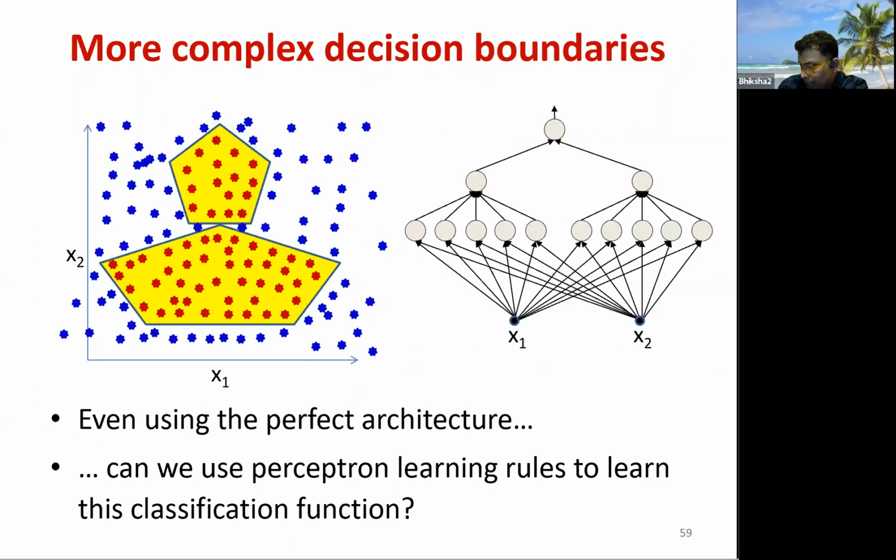So here's the question. I give you a network with a perfect architecture. Can we learn its parameters to represent this function from just the training data, just the dots, using the perceptron learning algorithm?